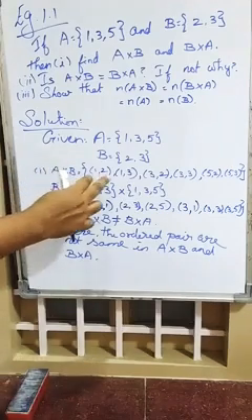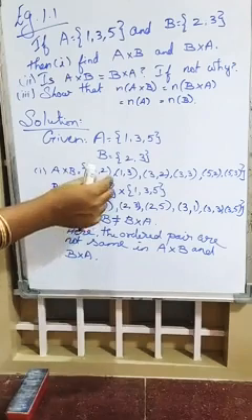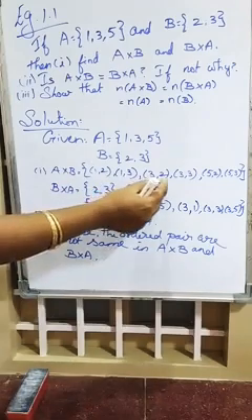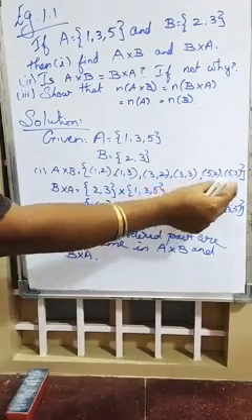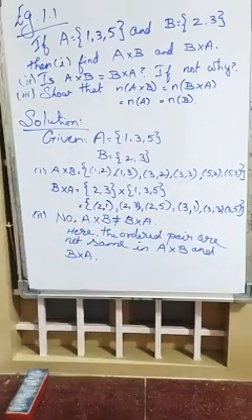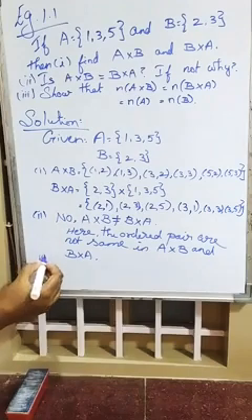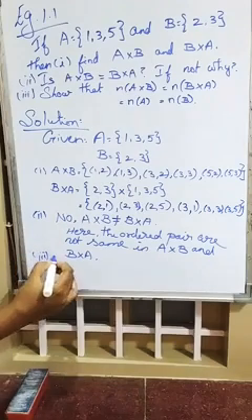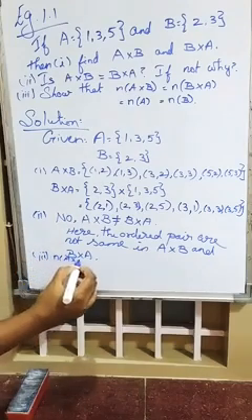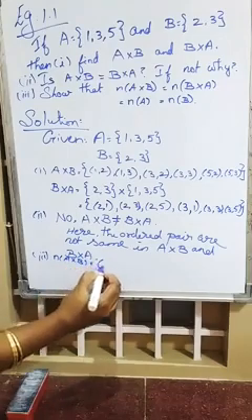That is, this is the first ordered pair. Therefore, 1, 2, 3, 4, 5, 6. Therefore, n of A cross B is equal to 6. You have to write it like this: n of A cross B is equal to 6.